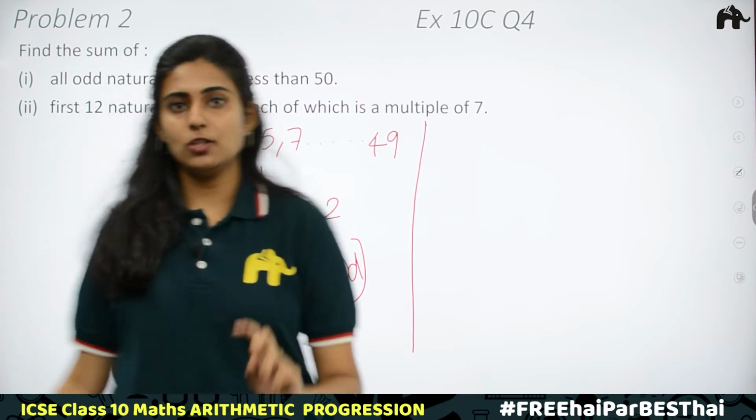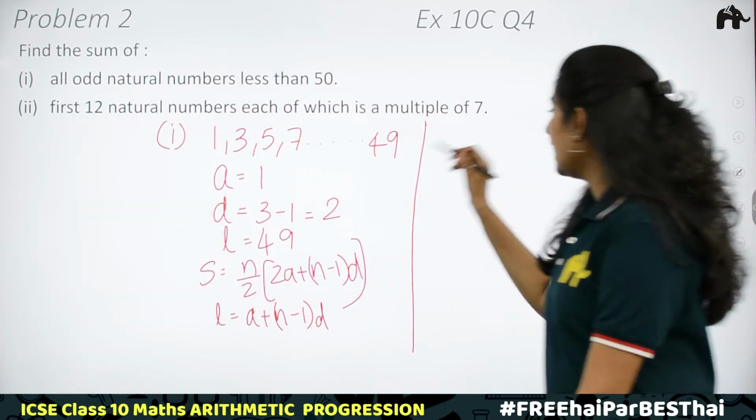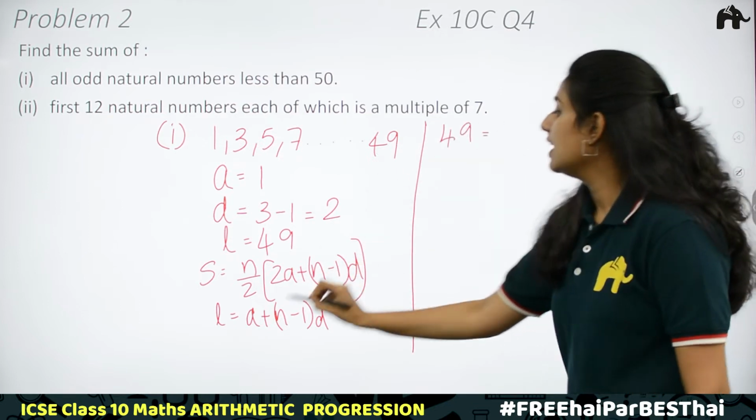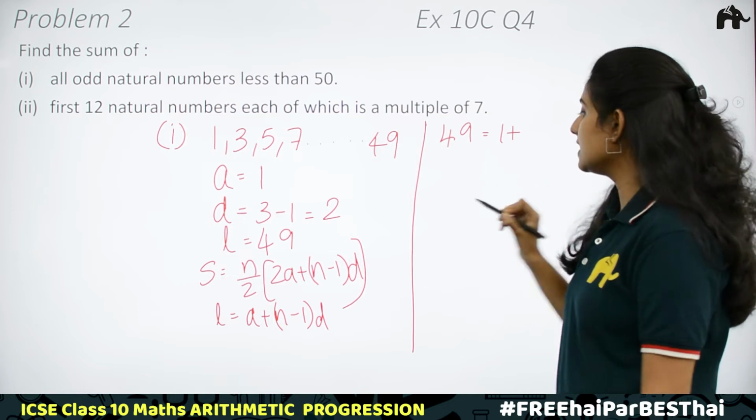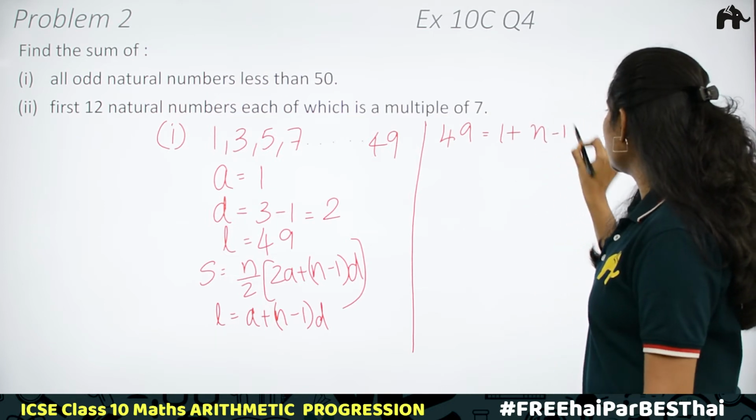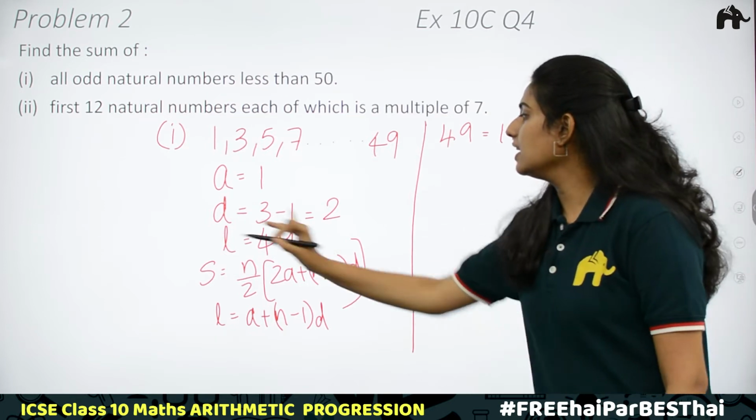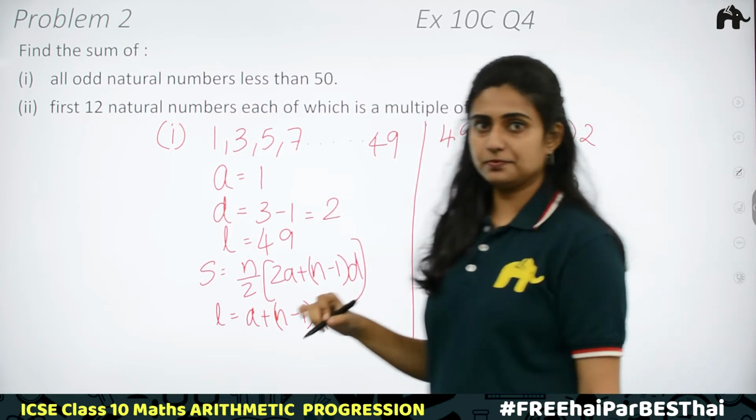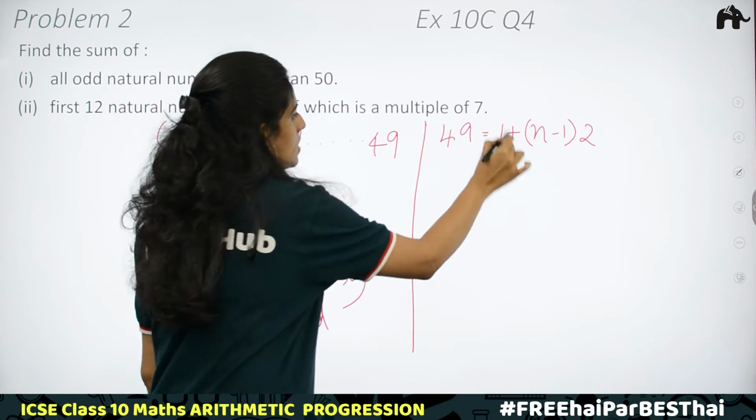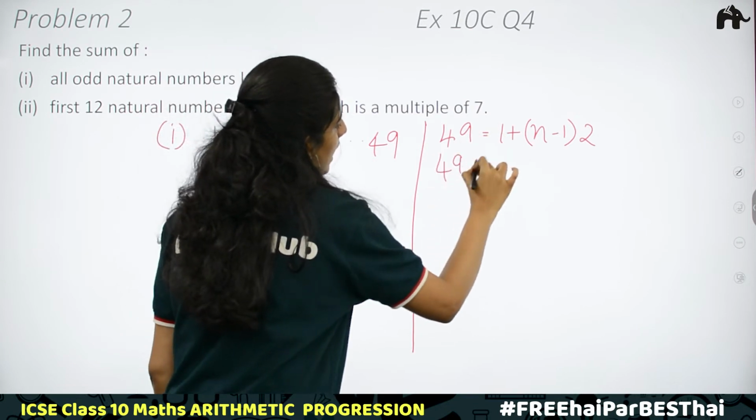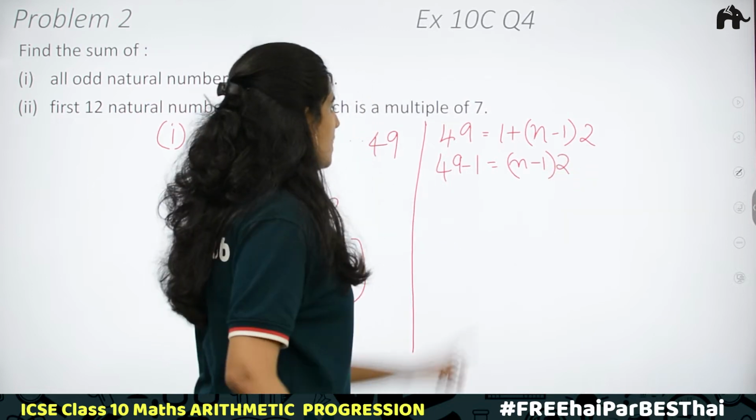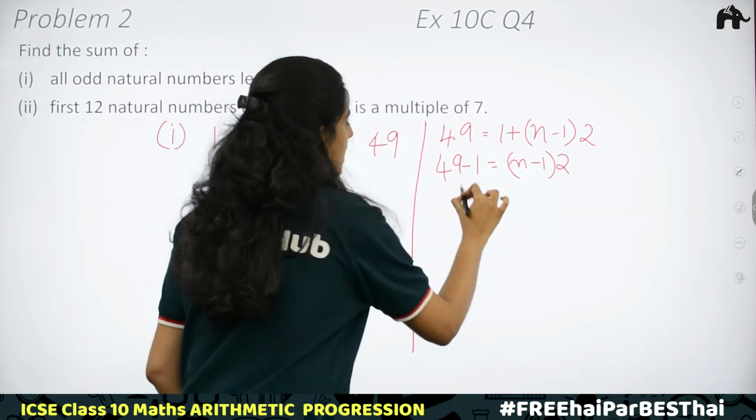Now substitute the values to find n. l we know is 49. 49 is equal to a, which is 1, plus n, we don't know, n minus 1 into d. d is 2, into 2. Okay. That is, bringing this 1 to the opposite side, 49 minus 1 is equal to n minus 1 into 2. 49 minus 1 is 48.